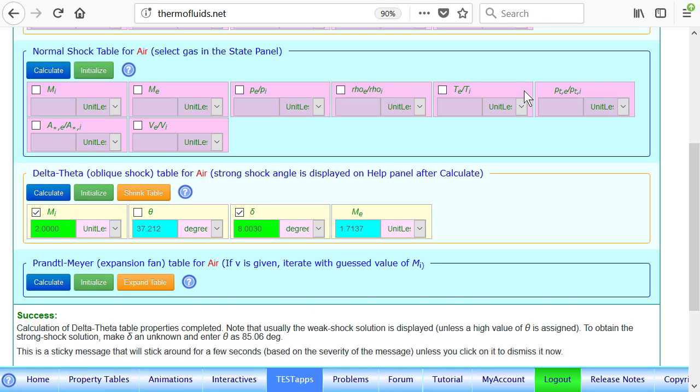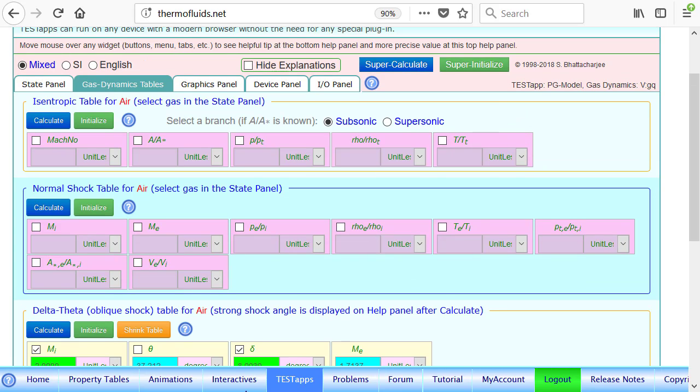Notice that if you put the pointer over theta, there are possibly two solutions. The second solution is shown here. If you take a look at this location, you will find there are two solutions. Anyway, if you put your pointer over theta, you can see that in addition to 37.2 degrees, there is a strong shock angle of 85 degrees.